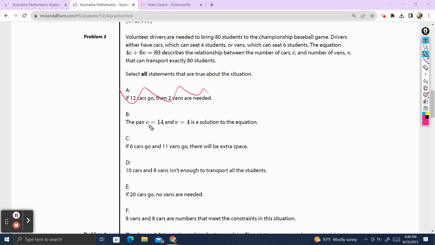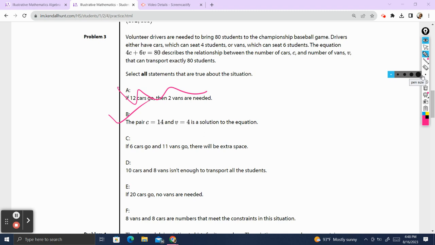The pair C is equal to 14 and V is equal to 4 is a solution to the equation. So let's pop it in. 4 times 14 plus 6 times 4 is equal to 80. Well, 4 times 14 is 56, plus 6 times 4 is 24, is equal to 80. 56 plus 24 is equal to 80. So yes, it is a solution. Let's go on to the next question. Again, pause the video if you need to look over what I just did.